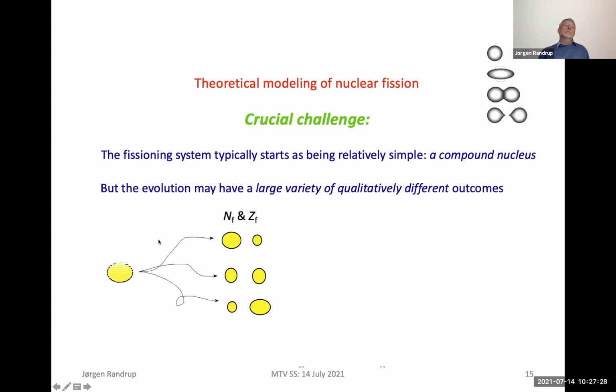Let me illustrate this, because this is an important point. Here's the initial compound nucleus, and it can split in many different ways into many different kinds of fragments. And for each one of them, what's going on here? I don't know if you see what I see, but I see the strangest things here.